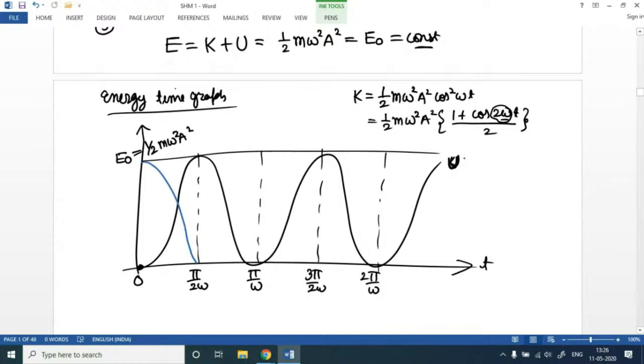So if this is basically, we are having this. So this is the kinetic energy graph.